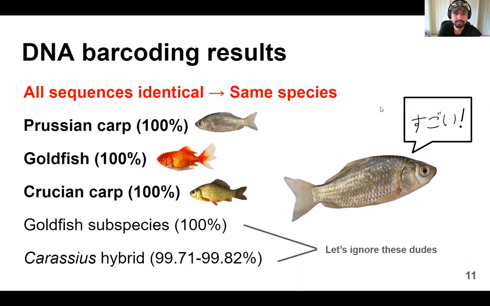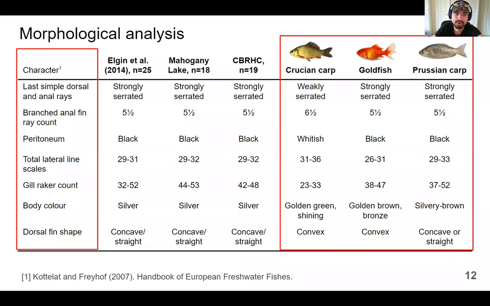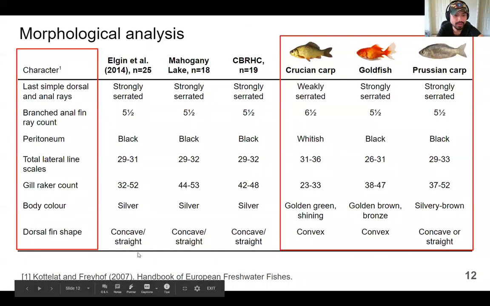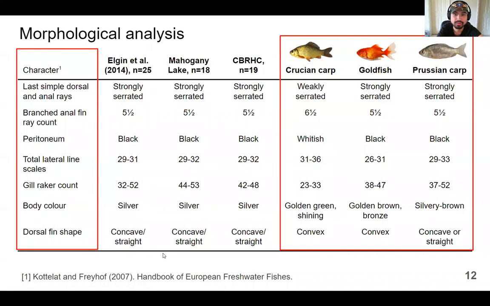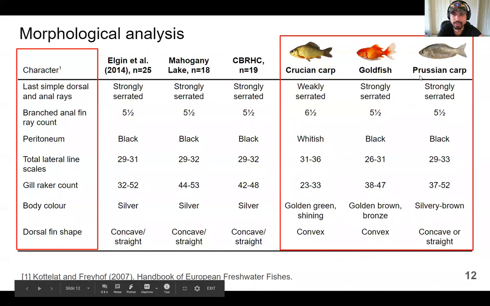Since DNA barcoding wasn't helpful in helping us pinpoint the exact species that our fish belong to, we thought that morphology could give us a better idea. So our morphological analysis of our samples was based on these 7 characters described in the Handbook of European Freshwater Fishes for distinguishing between Carassius species. For our study, we looked at expected values for Prussian carp, goldfish, and Prussian carp.